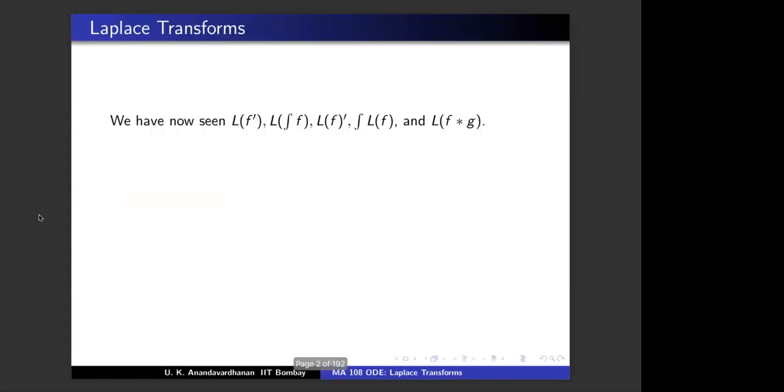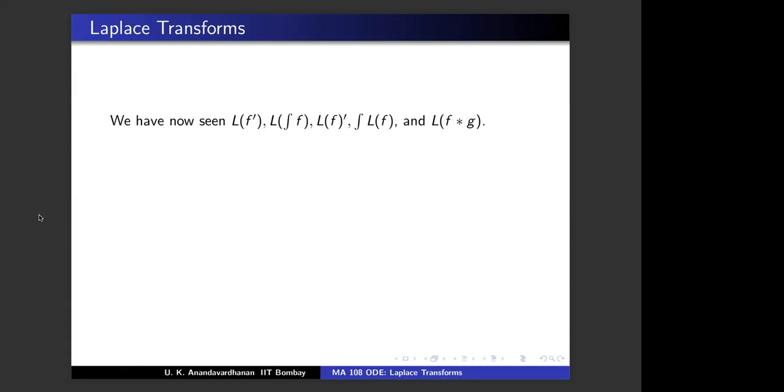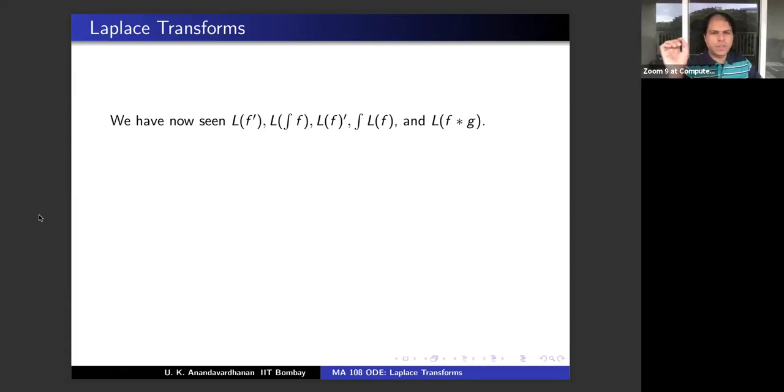So let's start now. This is what we have been doing in the last few classes. We know the formula for L of f prime. So quickly let's recall, when f prime is inside the bracket, that is derivative with respect to t, what is the main thing on the output? S times L of f, and maybe an adjustment with f of 0, whatever.